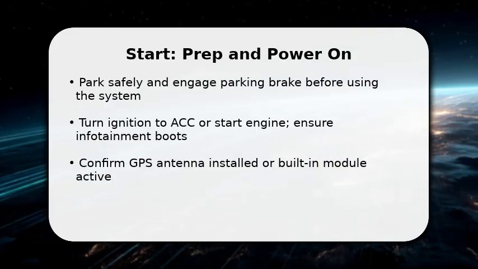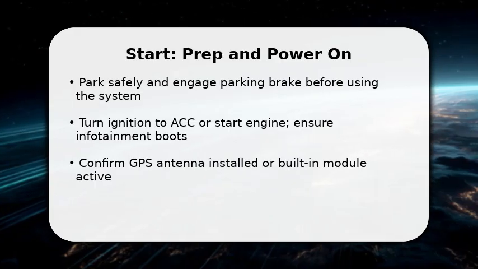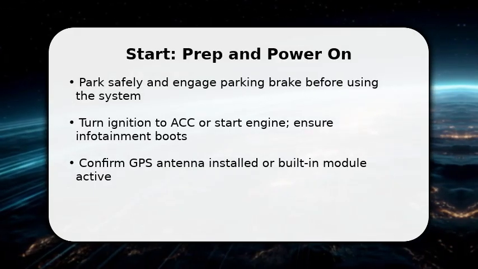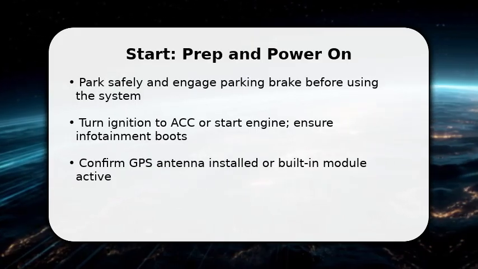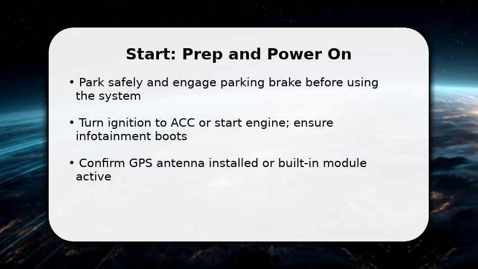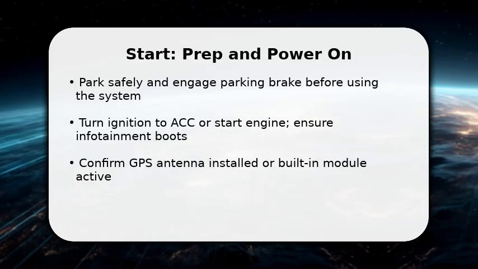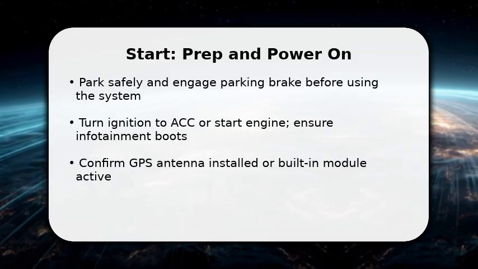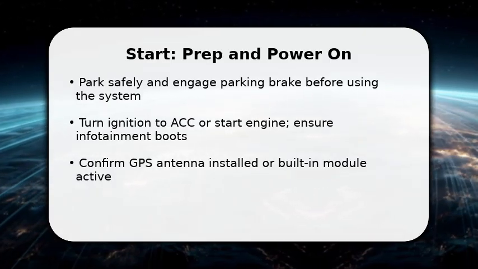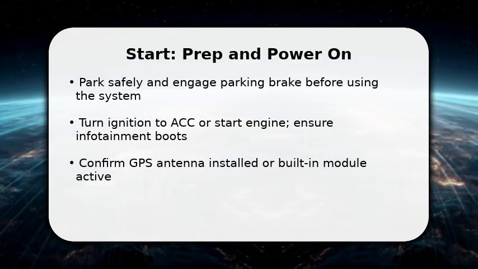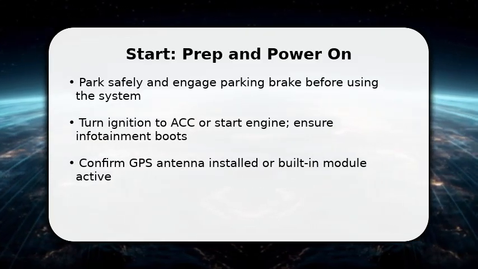You'll begin by powering the Outlander's infotainment. Turn the key to ACC or start the engine so the system boots fully. Once it powers, make sure the GPS antenna or internal module is active. This lets the unit get satellites quickly. You should also confirm map data is available on SD or internal storage. If not, insert the map card. Now tap the Home or Map button to bring up the navigation screen and prepare to enter a destination.